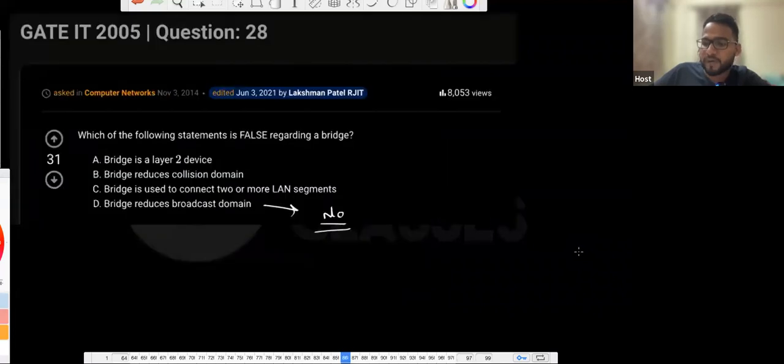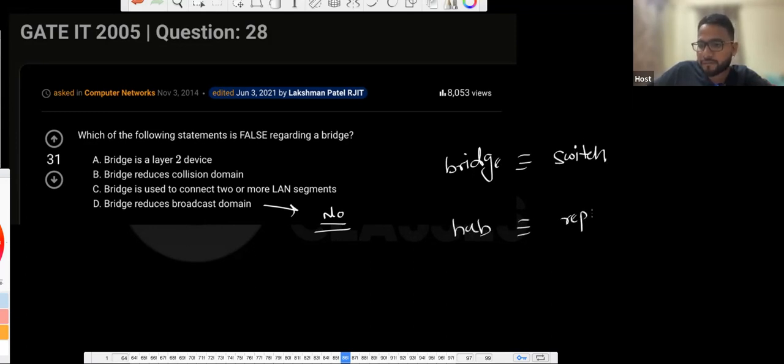Bridge and switches are not different. Bridge and switches both are the same. Bridge and switch are just different names. Similarly, hub and repeaters are just different names. So don't worry about these terms, you can use them interchangeably.